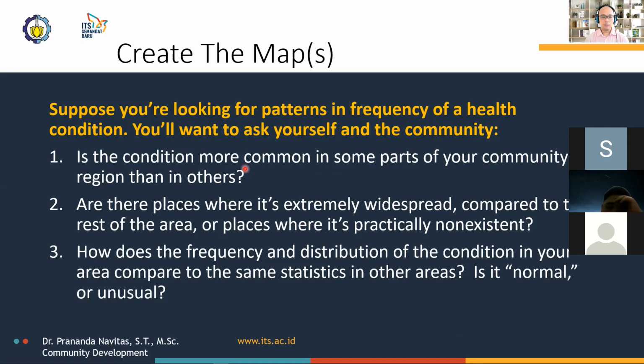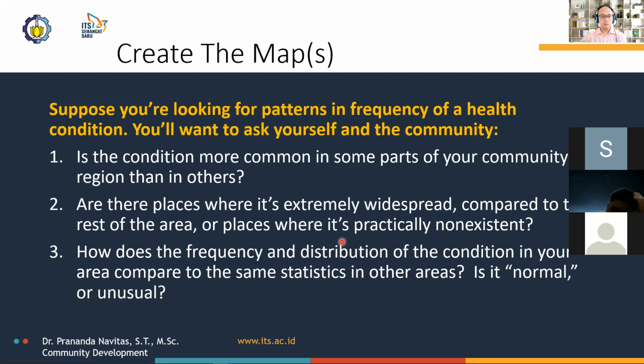For example, if you're looking for health patterns in a community, then you might have maps or data from neighboring communities that you can directly compare. Are there places where it's extremely widespread compared to the rest of the area, or places where it's practically non-existent? So perhaps within the community itself, there are hotspots where the health condition frequently appears, frequently emerges, but maybe in some other parts they're basically non-existent.